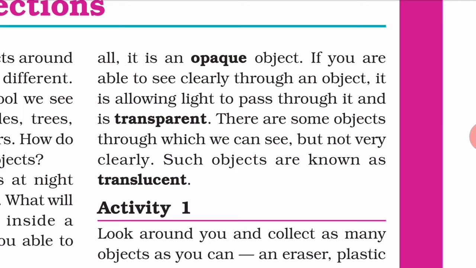An opaque object is one which does not allow light to pass through it at all, and is known as an opaque object, which we have done in our previous classes also.